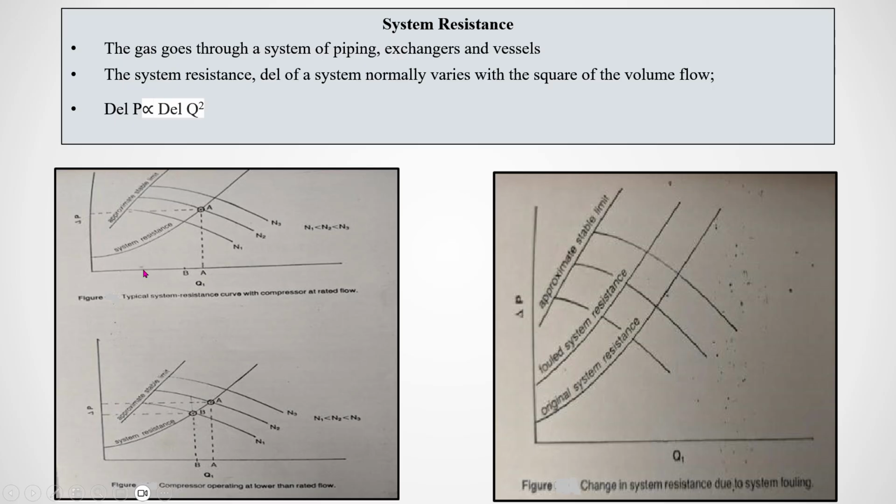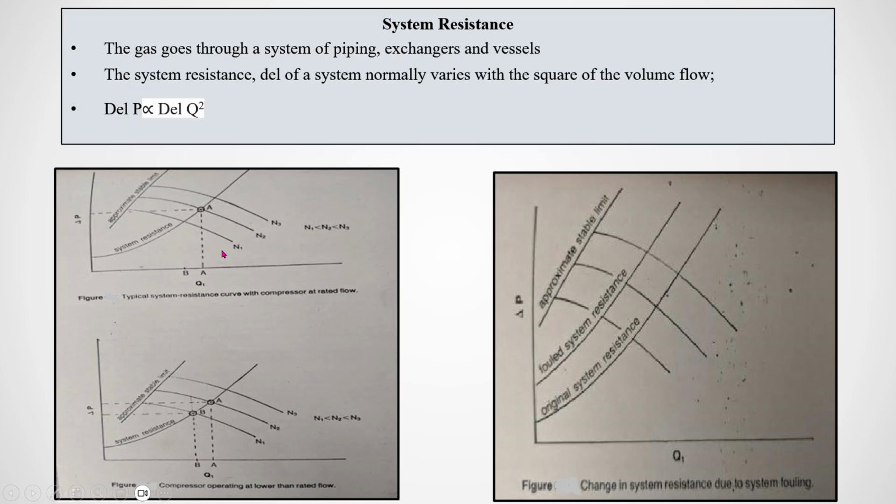Now, the system resistance. I will show the effect of system resistance, because compressor fluids are passing through exchangers, pipelines, pressure vessels, etc. Some fouling will be there. Similarly, in the suction line, there are suction demister pads and knockout drums. There also choking will be there in the demister pad. So suction pressure may vary, discharge pressure may also vary. Accordingly, you have to change your RPM.